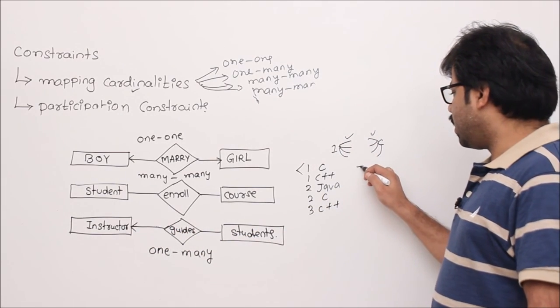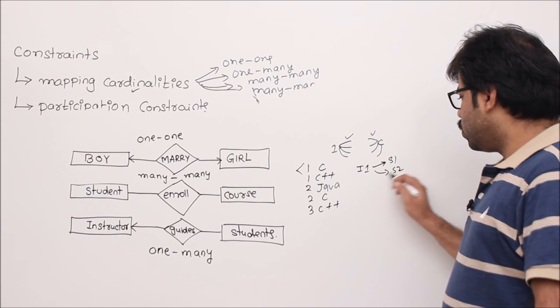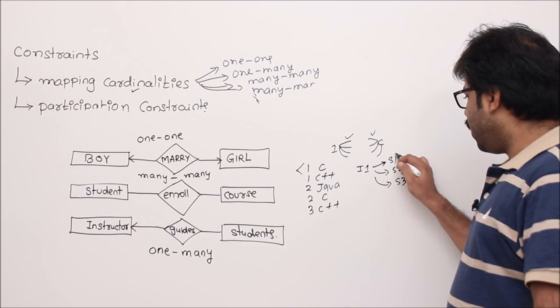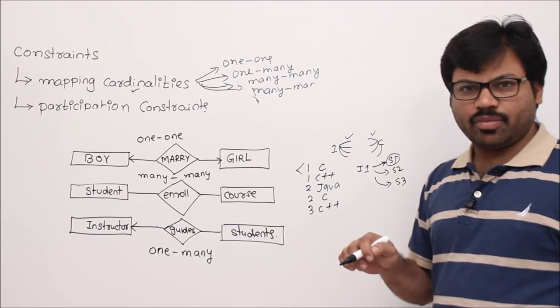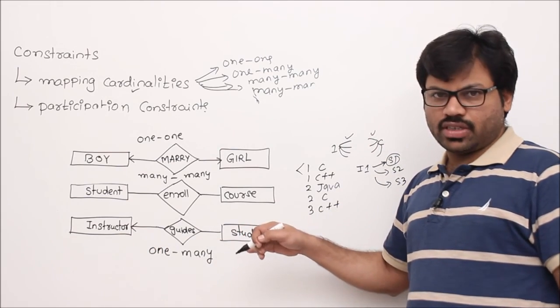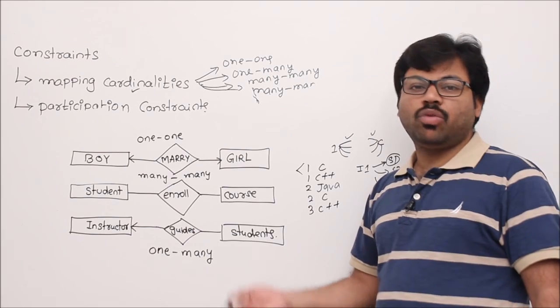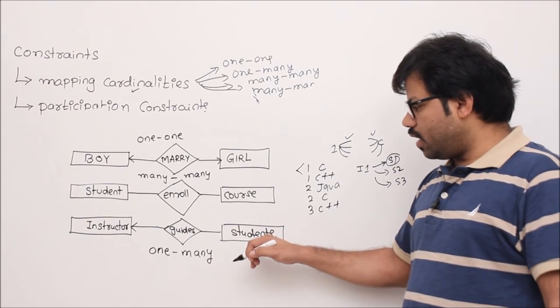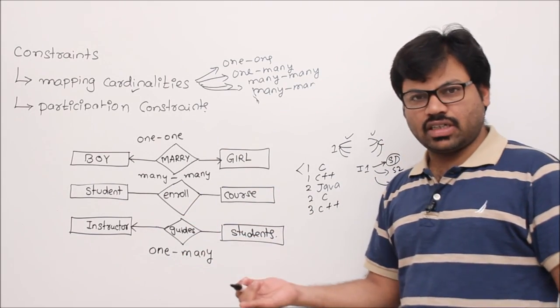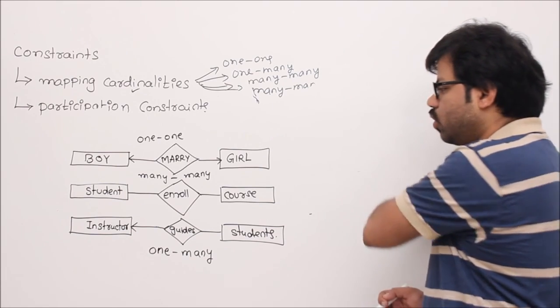For example, there is an instructor called I1. He will be guiding student 1, student 2, student 3. But each student will be participating at most one time, correct? That's why I can say that one instructor guides many students, but each student will be guided by at most one instructor, correct? If you see the data, you understand it clearly why it is one to many.